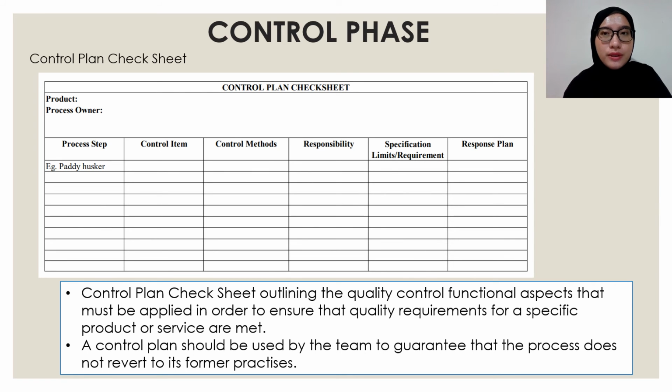Lastly is the control phase. After finding the root cause in the analyze phase, a control phase is important in order to control the improved process. It can be performed by creating a control plan where it should be exactly defined what data, how, how often, and who should control. A control plan should be used by the team to guarantee that the process does not revert to its former practice.